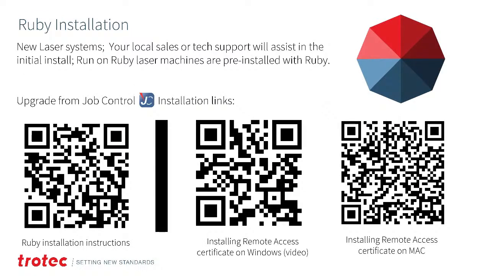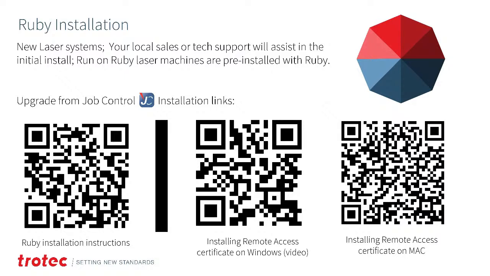Now, once you download Ruby onto your system, if you want instructions on how to actually install it on your laser machine so that everything is done correctly, here are QR code links for the Ruby instructions. So if you scan this one to the left here, the QR code will actually walk you through instructions on how to install it, and make sure it's set up correctly on your laser system.